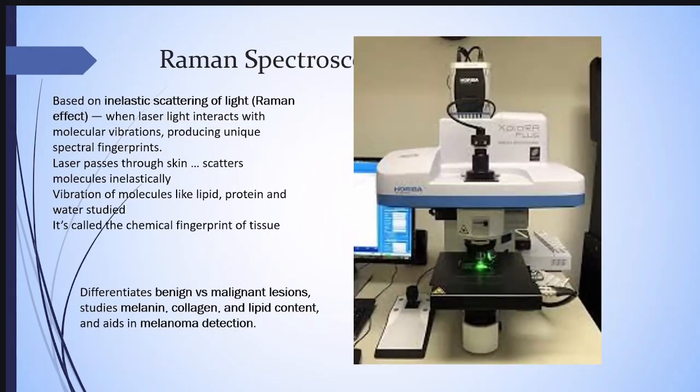And then we have this Raman spectroscopy. So this is based on inelastic scattering of light. We know the Raman effect, where the laser light interacts with the molecular vibration, producing a unique spectral fingerprint. It's usually called the chemical fingerprint of the tissue. So the vibration of molecules like lipid, protein, and water is studied. So this is very important in differentiating between benign and malignant lesions. All right, especially in melanoma, Raman spectroscopy is talked about. And I doubt if hardly two, three centers in India would have this Raman spectroscope in a hospital setup or in a pathological lab setup.